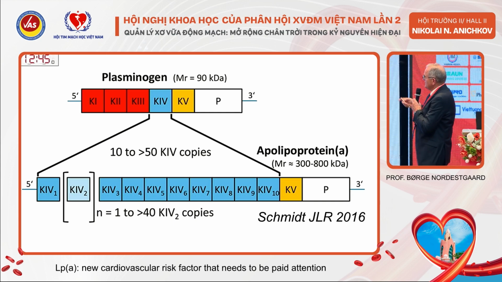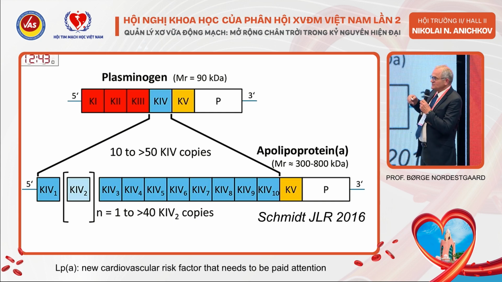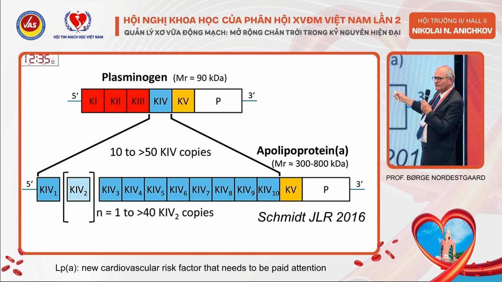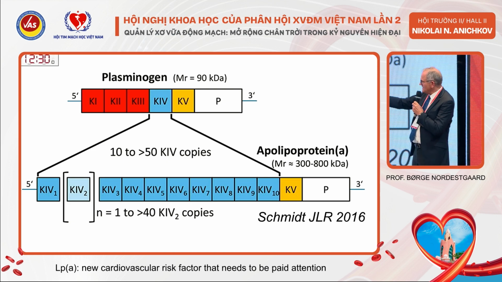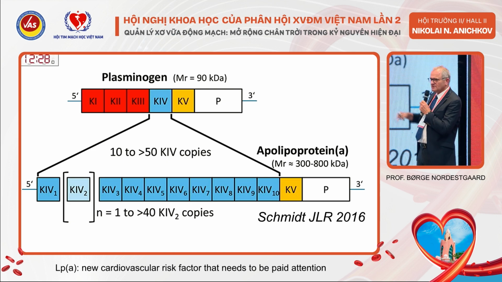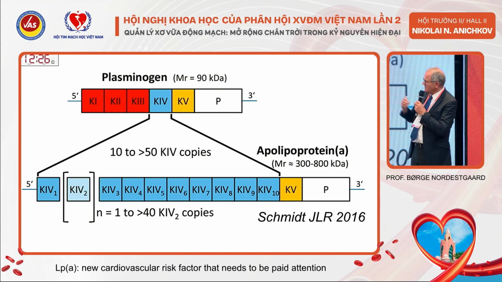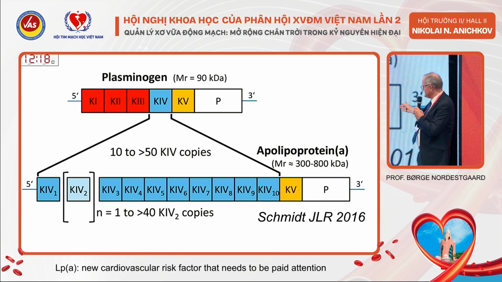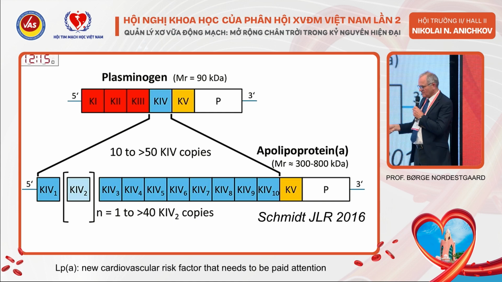So if you see plasminogen on top, it has kringles 1, 2, 3, the red ones, and kringle 4 and kringle 5 and a protease domain. But in ApoA, it doesn't have the red ones. It only has the blue ones, but the blue ones are found in many, many different versions from number 1 up to number 10. And as I told you, kringle 4 subtype 2 you can have from maybe 1 to more than 40. It has the protease domain also, but the protease domain is inactive here. And also has a kringle 5.